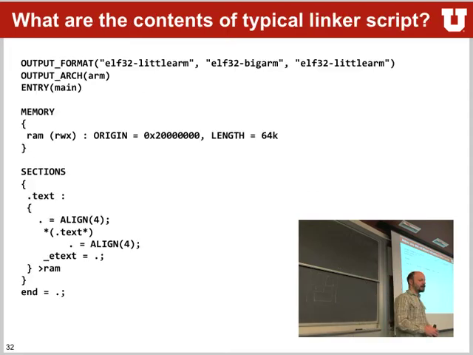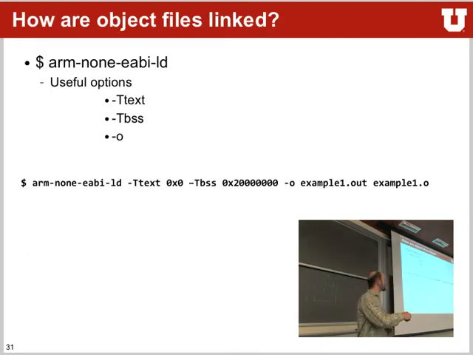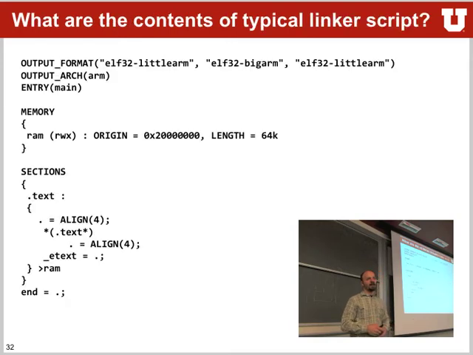This is what a linker script looks like. Instead of giving all the parameters to the linker on the command line, which can sometimes be very tedious, you write a linker script. This is a very simple linker script. What you tell it in here is that you have a memory location, specifically RAM. RAM is read, write, and executable. The origin is at 2000, and we have 64K of it.